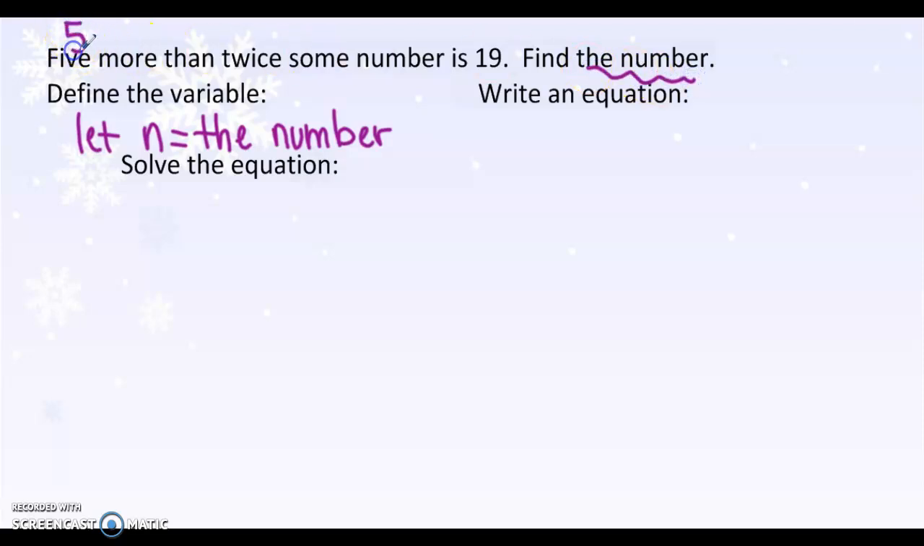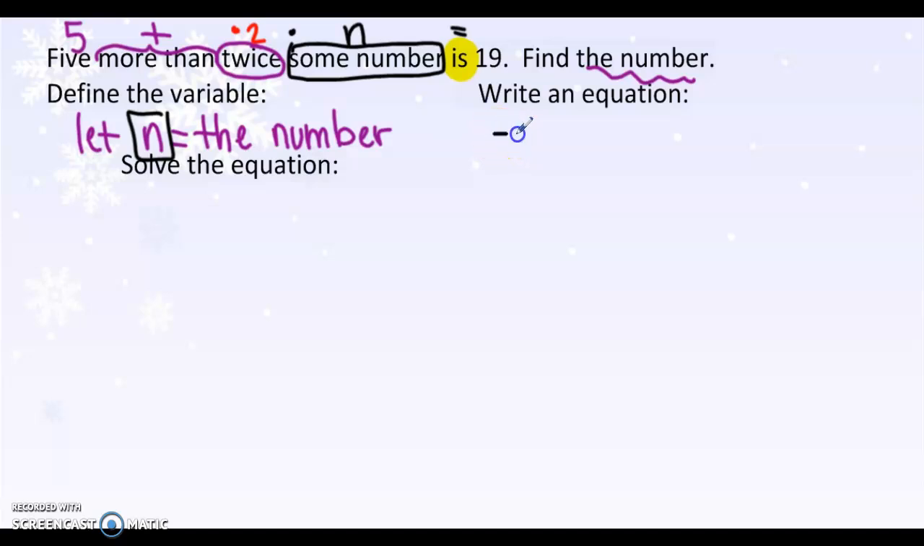5 can be replaced with the number. More than, it's one of those math words that means addition. Twice, we talked about that already. Times 2. 5 more than twice some number. Some number, that's our variable n. And what we are taking twice of is that number. So this is really 2 times n. And there's that word again, is. That word is a math word for equal sign. So let's give it a shot. 5 more than twice some number, so 2 times n, equals 19.